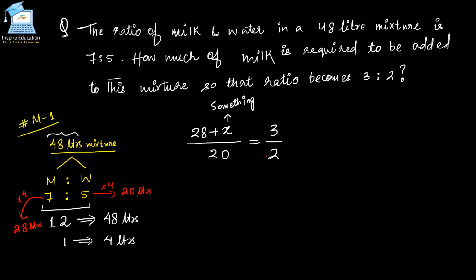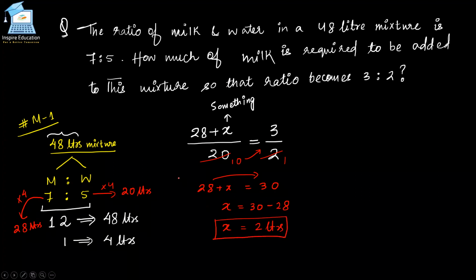First, you can cut this. This is 1. This is 10. This 10 will go over here. Okay. So 28 plus x is equal to 30. This 28 will go over here. x equals 30 minus 28. x equals 2 liters. Done.